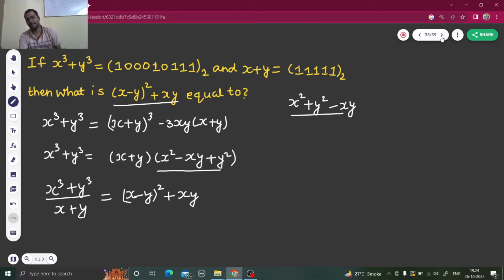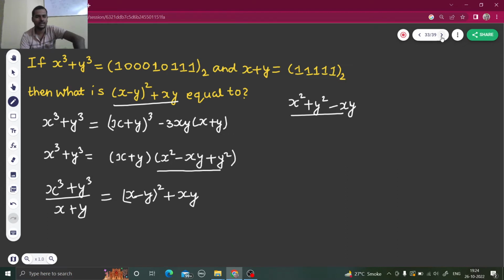The division I know both the ways. First, binary to binary division I also know, and I also know how to convert them to decimal and then perform the operation. So first of all, binary to binary, let's do by that, and let's finish off this question. Then I will continue with binary to decimal also in the same video. So x³ plus y³ divided by x plus y.